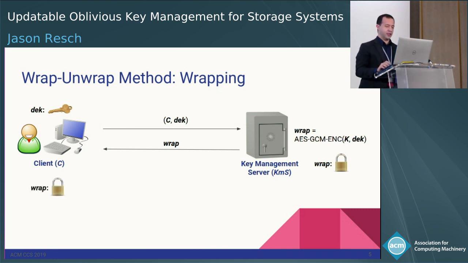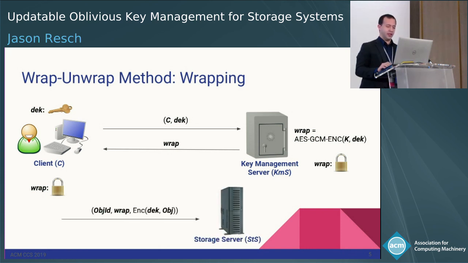Now that the client has this secured wrap, it's free to store it where it will. For example, it might store the wrap and the object ciphertext to a storage server. Here, the object ID, the wrap, and the ciphertext are all stored together. This is an approach recommended by several cloud providers.